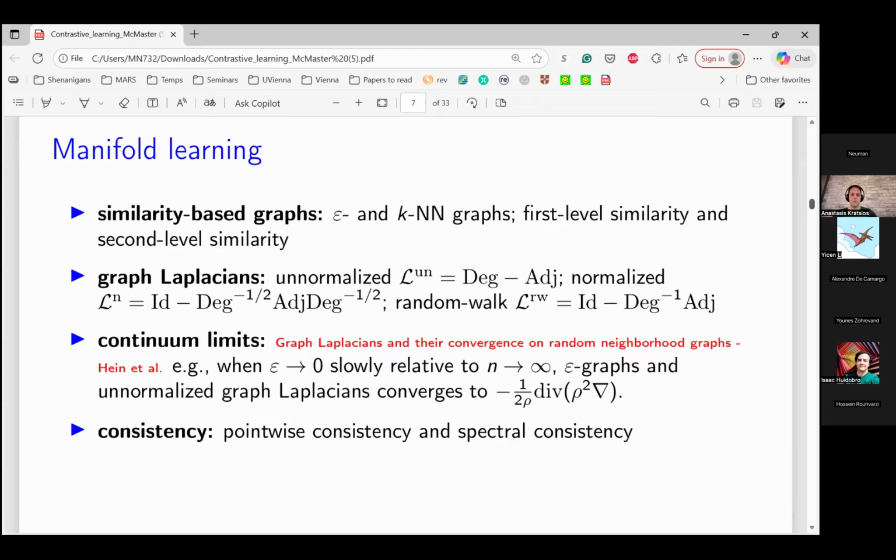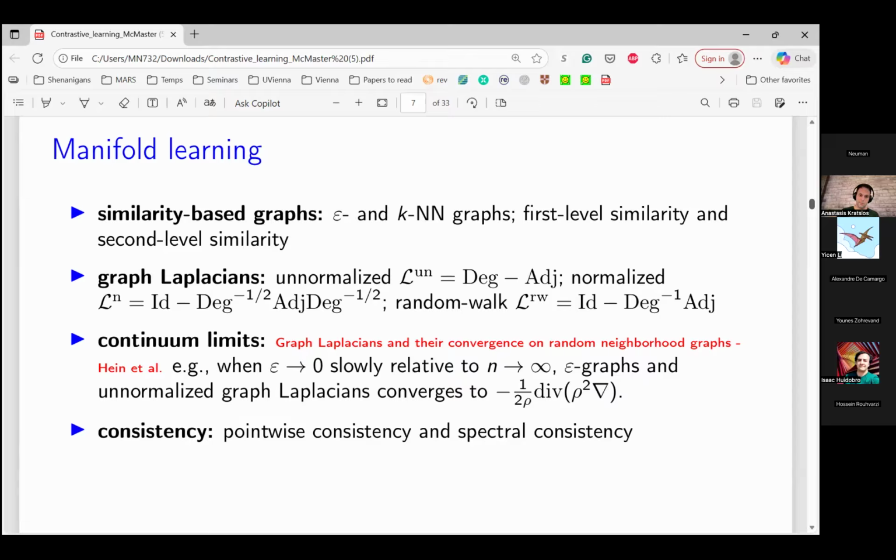There are also KNN graphs, which I'm not going to discuss here, but KNN graphs are also very popular. The way that you construct it also has levels. You can have first level similarity and second level similarity. The epsilon graph is first level similarity: you and I are connected if we are epsilon distance away from each other. That's a direct relationship. Second level similarity is like you and I are connected if we have one friend in common. That's an indirect relationship. That's the best way I can describe it. The reason I bring it up is that it's really relevant to contrastive learning.